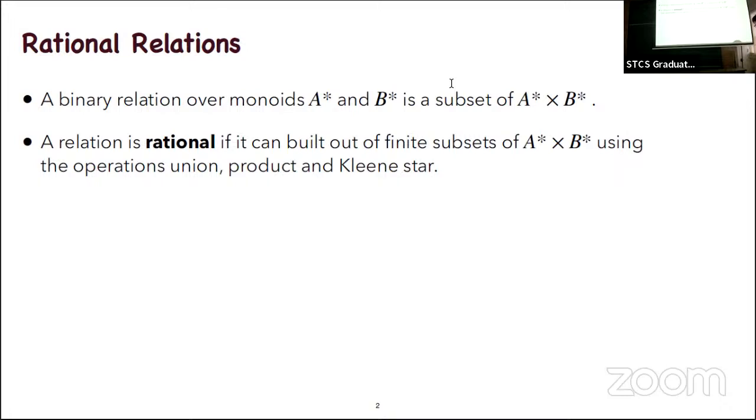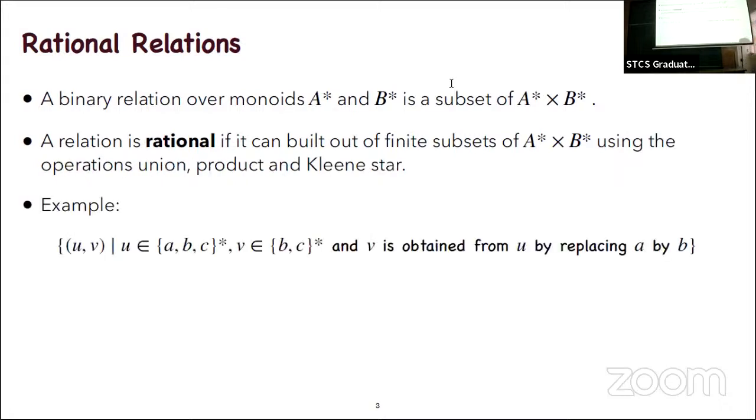In other words, it is just saying that there is a regular expression or a rational expression which defines this relation. Okay, so let's see an example. For instance, this is a rational relation. I have the tuple (U, V), where U is over the alphabet ABC, V is over the alphabet BC, and V is obtained from U by replacing a letter. You take a word U and everywhere there is an A, you replace it by B. Whatever you get is your V. I take all such pairs.